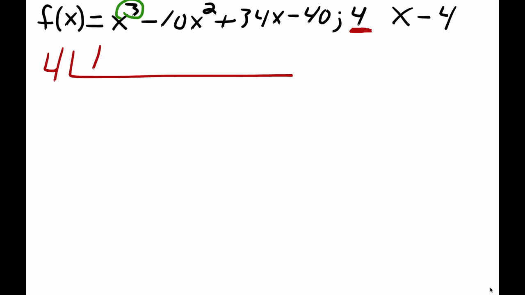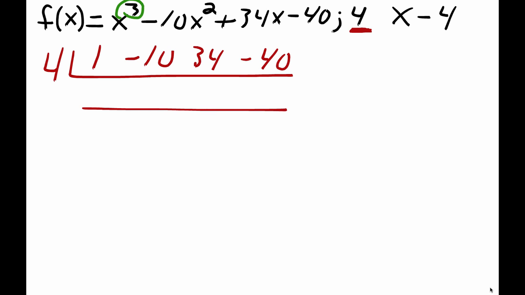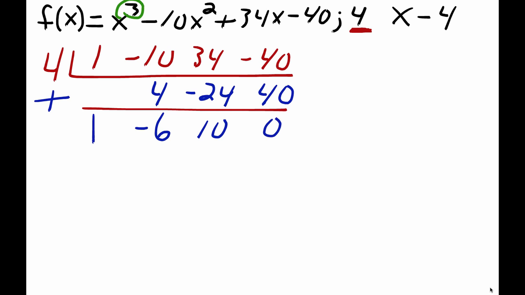Then write my coefficients, that's 1, negative 10, 34, and negative 40. So I bring down the 1, then I take 4 times 1, which is 4. We're going to add these together. So that's going to be negative 6. Then take that times 4, which would be negative 24. Add those together, which is 10. 4 times 10 is 40. Add those together, I get 0. And that's my remainder, which is good. Since the remainder is 0, that means my x minus 4 is a factor.